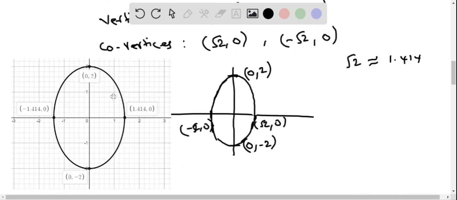Okay, here I have drawn the graph of this equation, that is the ellipse, using the Desmos graphing tool, by plotting the endpoints of the major axis and the minor axis. So these are the vertices, and these are the co-vertices.